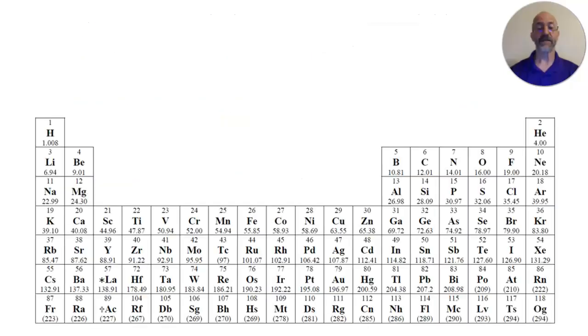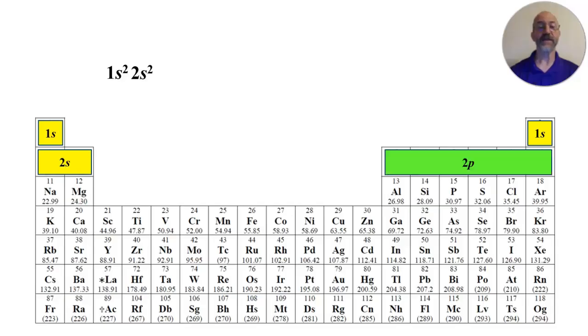Now, as you can see on the periodic table, titanium has atomic number 22. So we have to start with the electron configuration beginning with energy level 1. That would be 1s2. And then moving on to energy level 2, that would be 2s2, followed by 2p6.